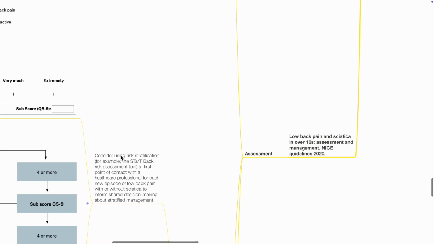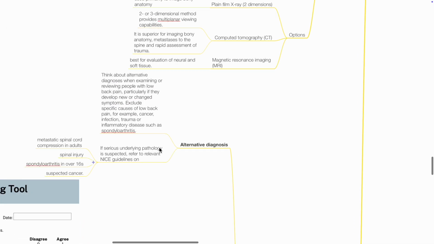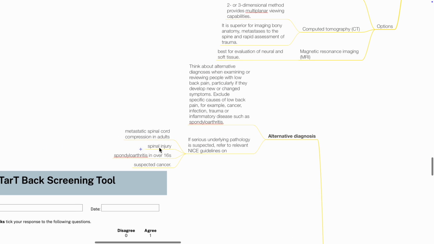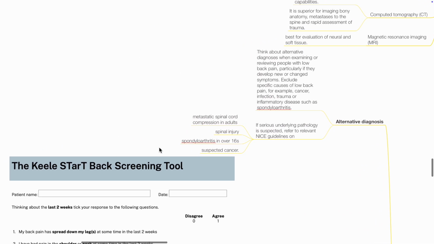Regarding the NICE Guideline 2020 for assessment of low back pain and sciatica, think about alternative diagnoses when examining or reviewing patients with low back pain, particularly if they develop new or changed symptoms. Exclude specific causes of low back pain such as cancer, infection, trauma, or inflammatory disease such as spondyloarthritis. If serious underlying pathology is suspected, refer to the relevant NICE guidelines on metastatic spinal cord compression in adults, spinal injury, spondyloarthritis in over 16 years old, and suspected cancer.